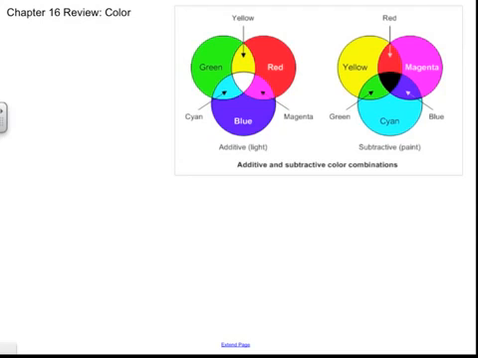Remember, there are two different ways that we talk about light. One is the additive process, one is the subtractive process. We have these diagrams for both here. The subtractive process is the one that you're probably used to in your everyday lives, and so that one's going to seem a little bit more intuitive.